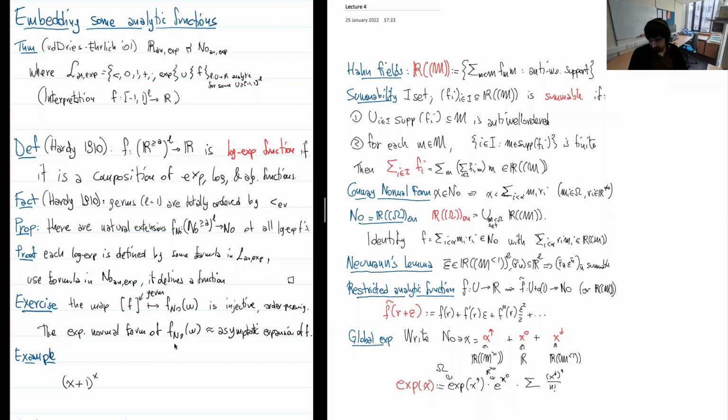Okay, and the example, and then I should stop because I'm over time, would be something like this one. I take the function x to the (x plus 1) to the x. This is a log x function because I can write it as e to the x log(x plus 1). Okay, x plus 1 is algebraic. Then I apply log, I multiply by x, and multiplication of two functions is an algebraic function in two variables, and then I take the exponential. So it's a log x function. And if I map it to the surreals, I get (omega plus 1) to the omega.